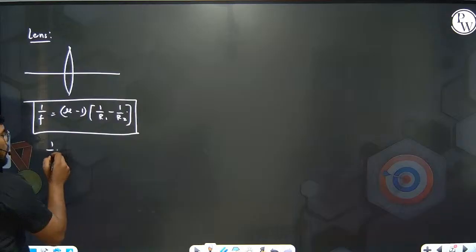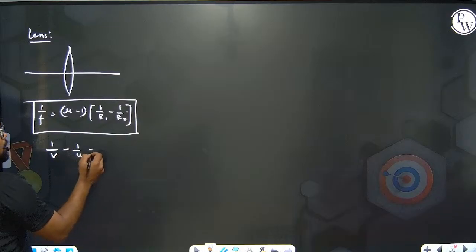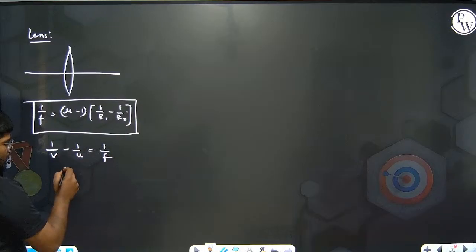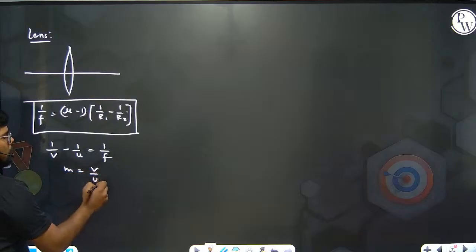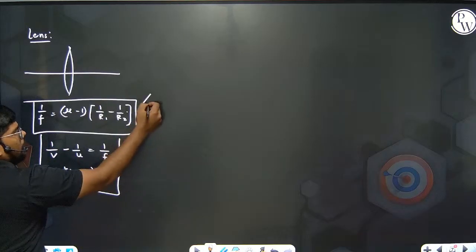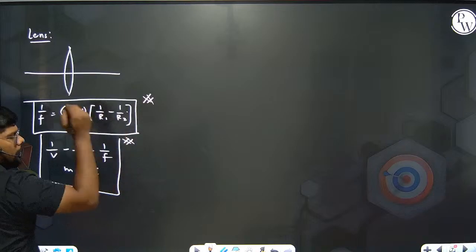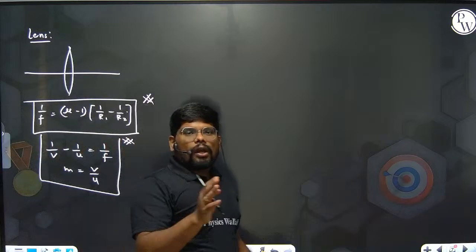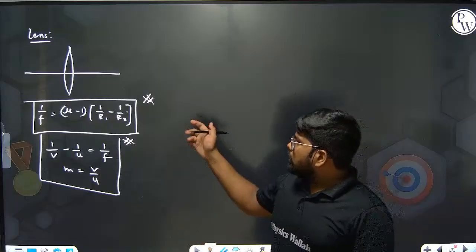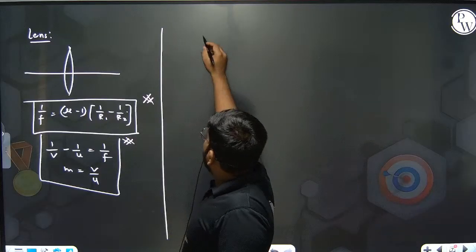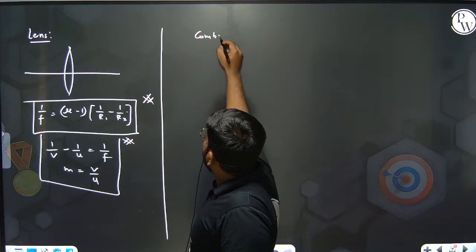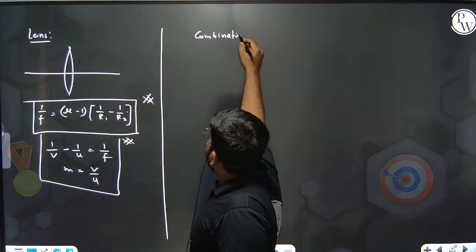And how to find the image: 1 by v minus 1 by u is equal to 1 by f, and the magnification m is equal to v by u. Whenever using all these formulas, I'll put an asterisk mark, that is, conditions apply. What are the conditions? You have to use sign convention. So these are the lenses, and then comes combination of lenses, cutting of lenses. This is where the questions have been asked.